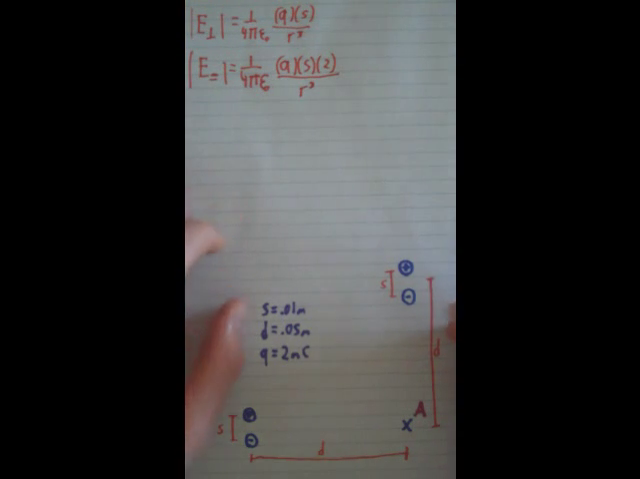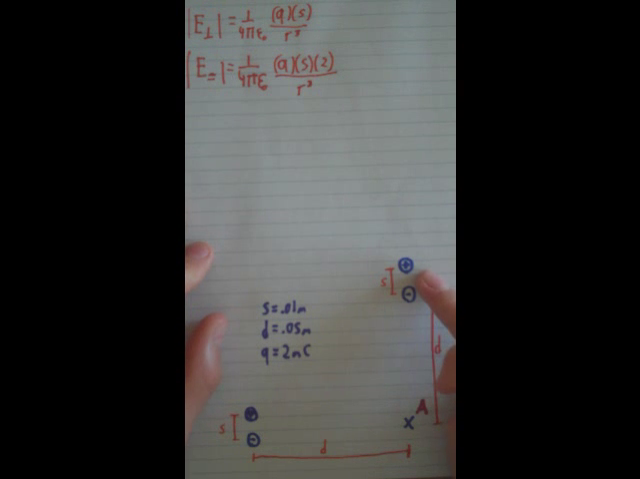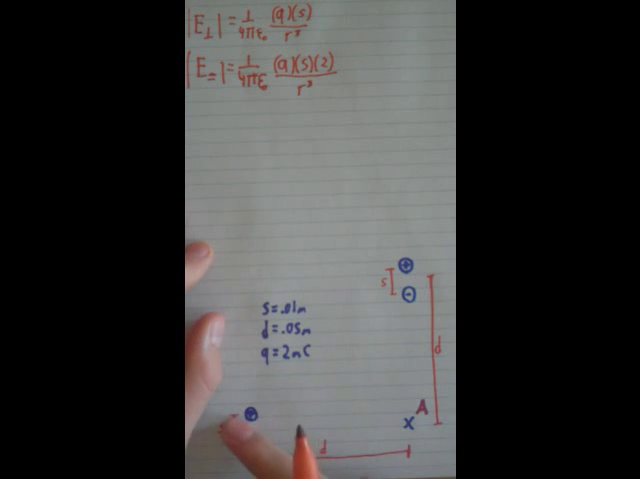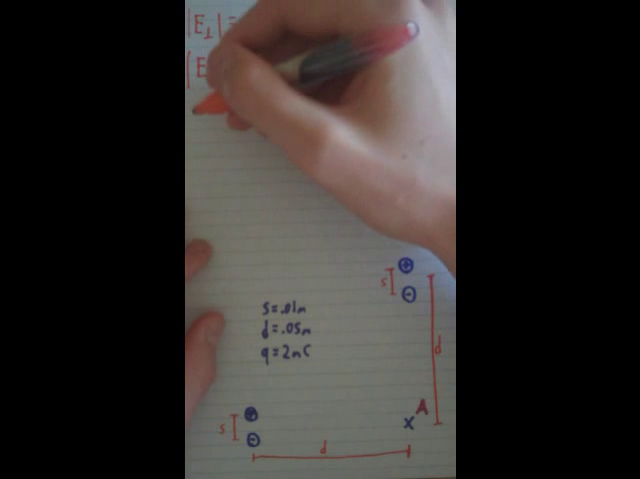Okay, so let's break this up and do it in two parts. So let's first start with this dipole here and find the electric field of it, and then we'll find it for this. So this is parallel to it. So let's plug in the units.